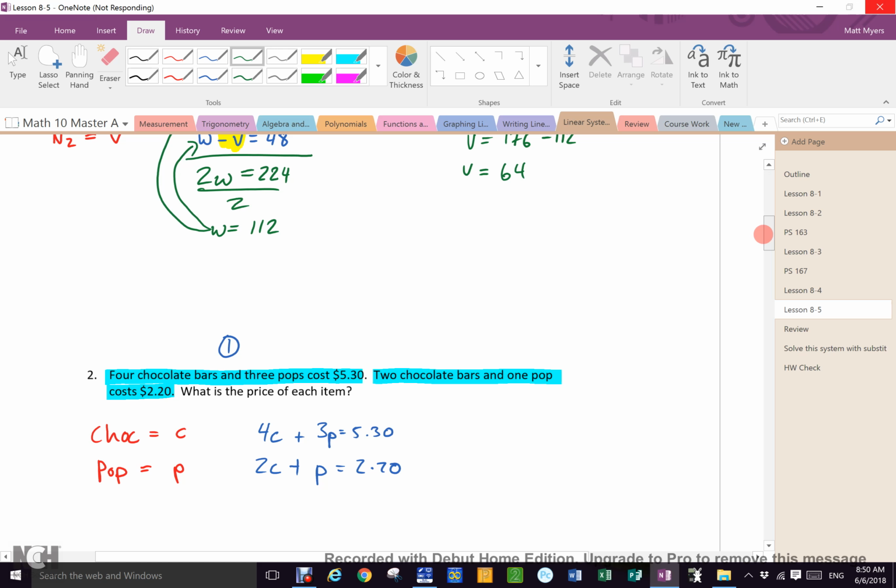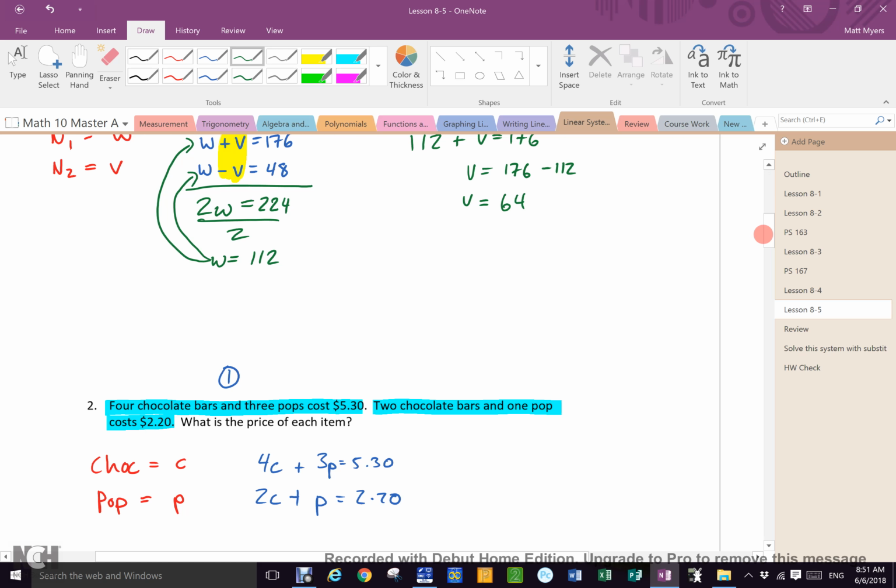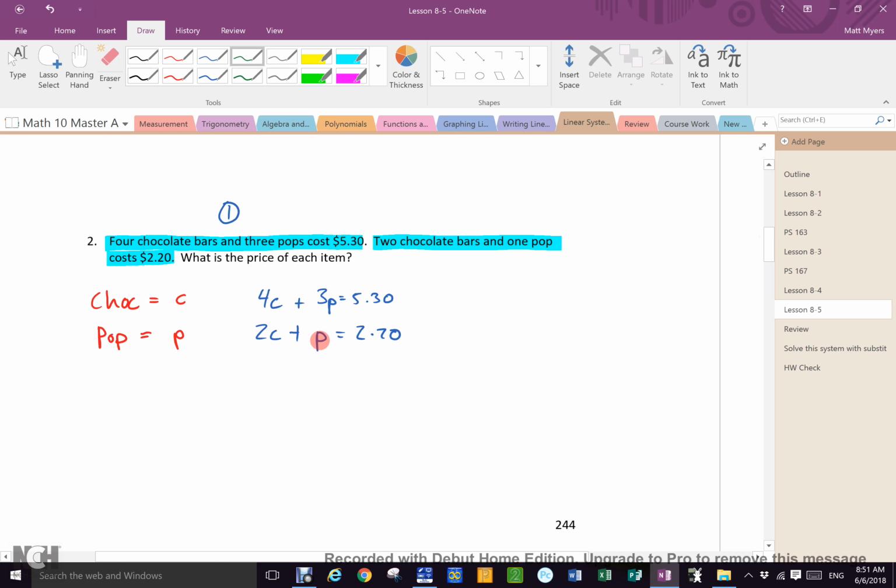Which method makes more sense here? Substitution or elimination? It's a personal choice, isn't it? I'm very good with both of them, so I choose the one that requires me to do less work from the start. And for me, I see P by itself there, so I'm going to do substitution because P is isolated. P equals $2.20 minus 2C. And now I'm going to substitute.